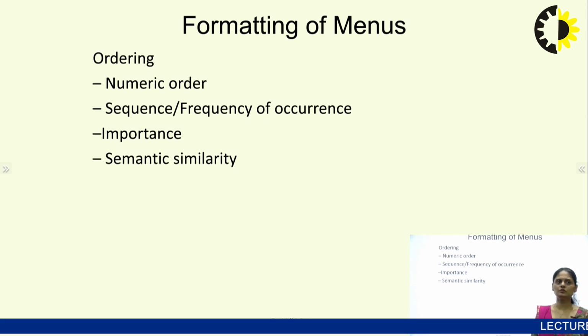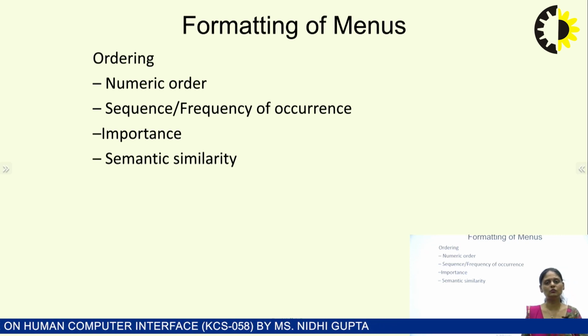Ordering of menus, that the numeric order should be there. Sequencing and frequency of occurrence need to be considered. Importance of menus and semantic similarity. So what are the different similarities on the two types of menus? It should also be considered. In case there is a semantic similarity, it should place one after the other.